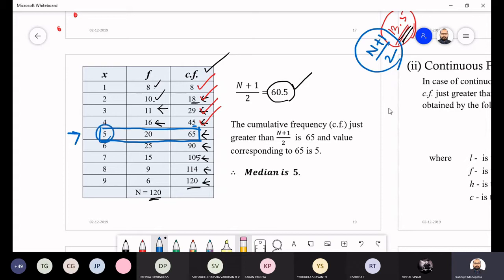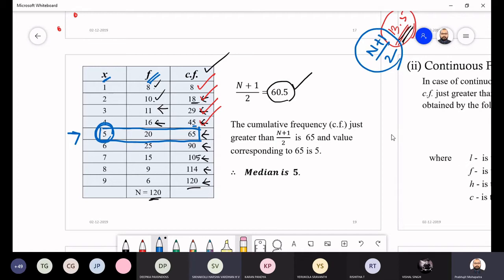So median is going to be 5 because that data is nothing but x. This is only the frequency. This is the frequency. So that means in that class, your 5 is repeating 20 times and the 60.5 will be in this class. Understood or not? Is it okay? Yes. This is okay.